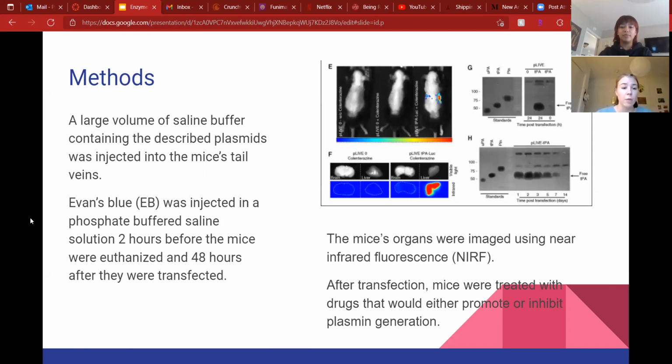So a large volume of a buffer containing the plasmids was injected into the mice's tails, and Evans blue dye was injected in another buffer 2 hours before the mice were killed and 48 hours after they were transfected with the plasmid. And the mice's organs were imaged using infrared fluorescence. And after transfection, the mice were treated with drugs that would either promote or inhibit plasmin generation.